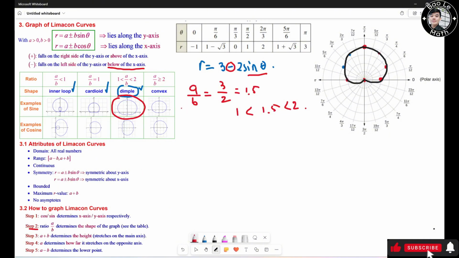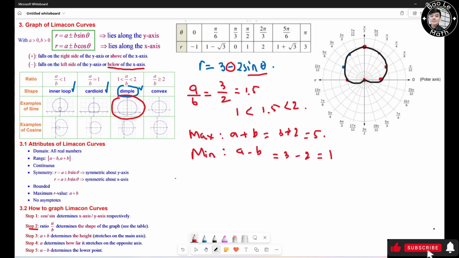Now step number 3, we need to find the maximum. Maximum means A plus B, which is 3 plus 2, so it's going to be 5. Now we need to find the minimum. The minimum is A minus B, which is 3 minus 2, so it's going to be 1. This is the range: minimum is 1, maximum is 5.